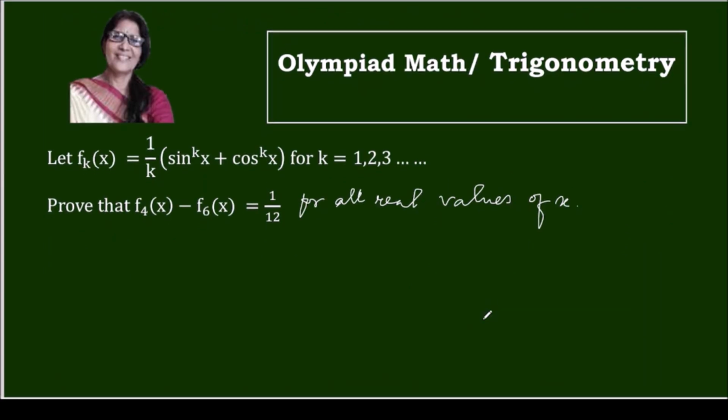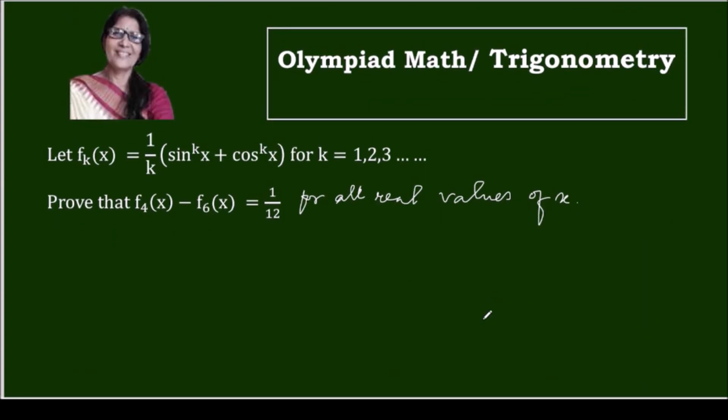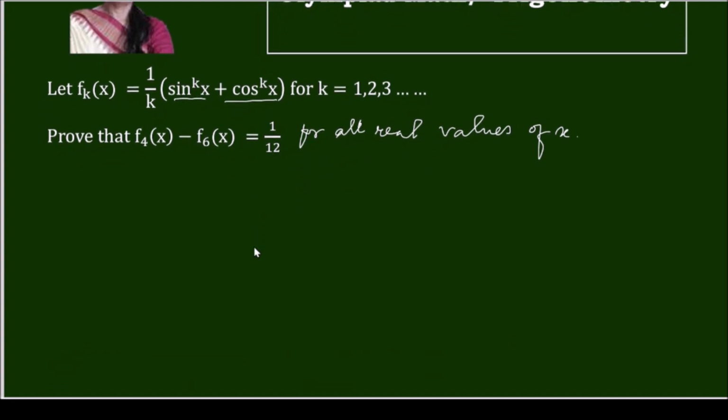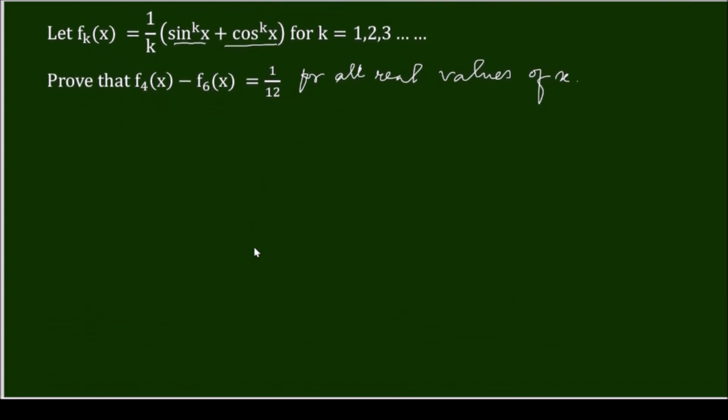So the question is, let f k of x equal to 1 over k of the whole sin power kx plus cos power kx for k equals to 1, 2, 3, and so on. Prove that f4 of x minus f6 of x is equal to 1 by 12 for all real values of x. So let's start.